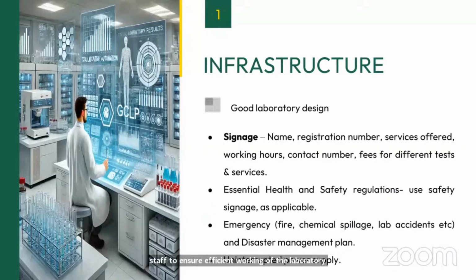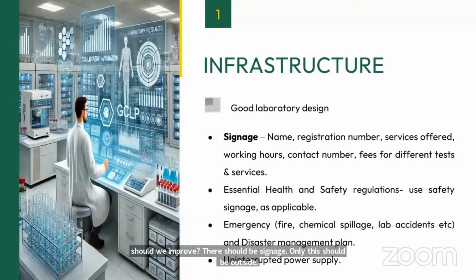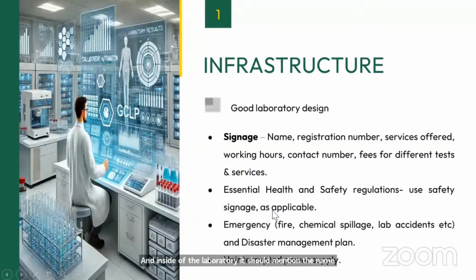In good clinical laboratory practices, there is something called a good laboratory design. So what should it include? There should be signage, outside the laboratory and inside the laboratory. It should mention the name of the laboratory, registration number, the services offered, working hours, contact number, and when the test results can be expected, that is the turnaround time. Other signages should include health and safety regulations, fire exit signs, and chemical and biohazard symbols appropriately placed at various places in your infrastructure.